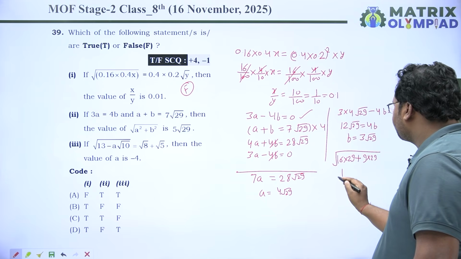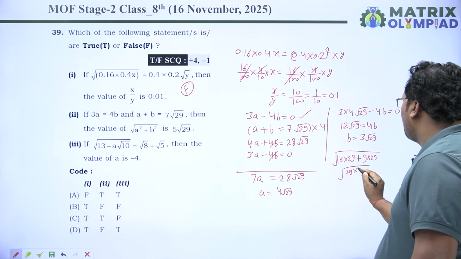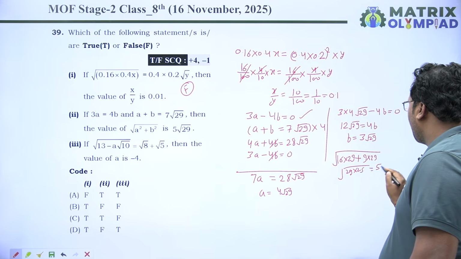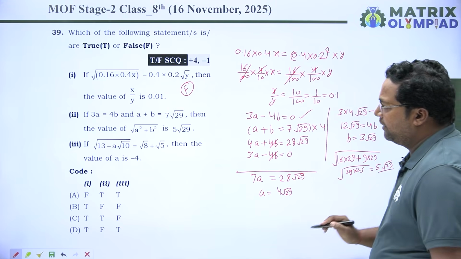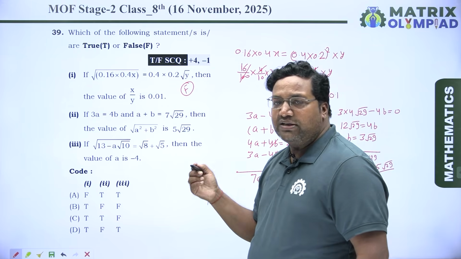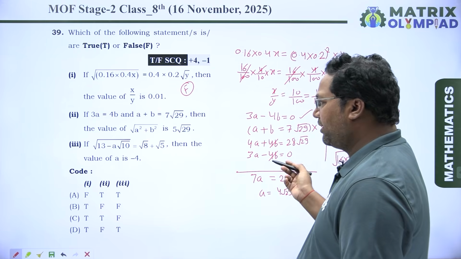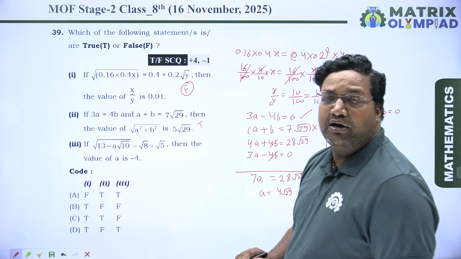So it is 29 into 25, which is equal to 5 under root 29, and it is given that under root of a square plus b square is 5 under root 29. It means this statement is a true statement.